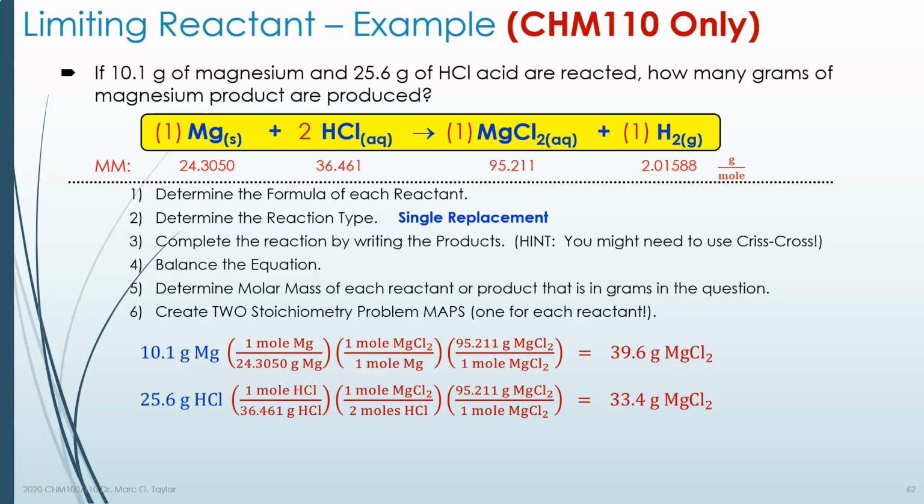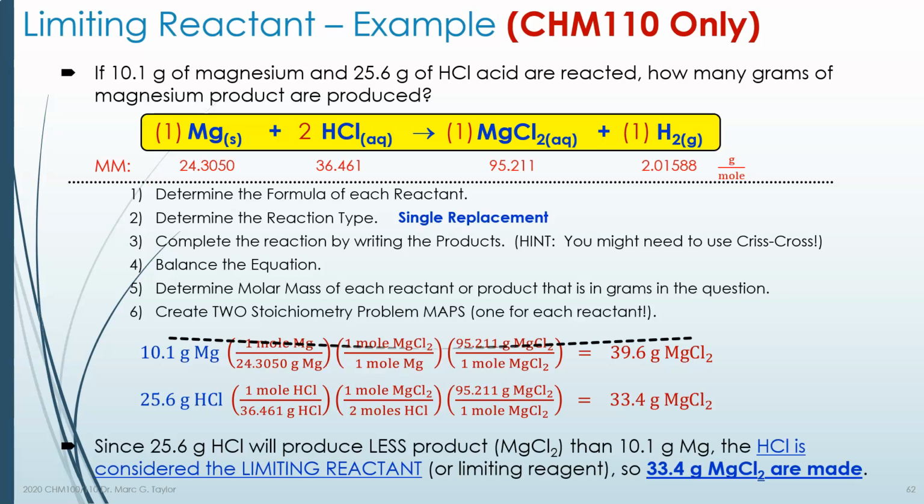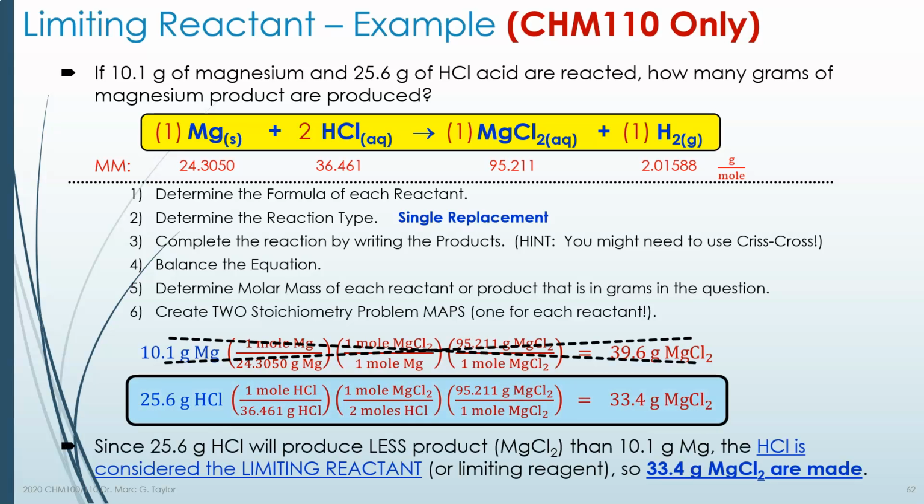You will never be able to make that remaining 5.2 grams because the HCl will run out. It doesn't matter how much magnesium you have. The HCl runs out first. It is our limiting reactant, and therefore it is the only calculation we care about. The other calculation is now just a fantasy. It would be what you'd get if you had lots of HCl, but it is not what we get.